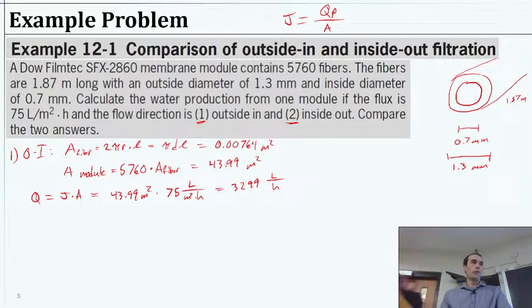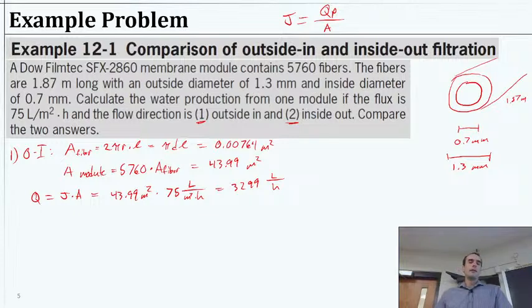Our surface area for the fiber, so need a little bit of geometry here, should be the circumference times the length, right? That would be the surface area of a cylinder. And so I took the circumference by saying 2 pi r, or just diameter times pi, times that length. So that gave us 0.00764 square meters per fiber, and multiply that by the number of fibers we had in the module. That gives us about 44 square meters of membrane area in one module.